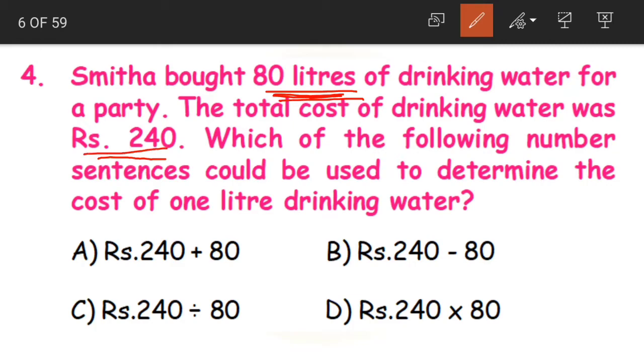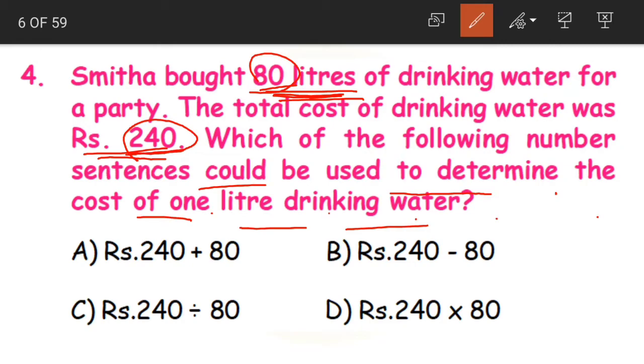But what should we find out here? The sentence that could be used to determine the cost of 1 liter of drinking water. Just now what did we do, children? We divided the total amount by the total number of balls. In the same way here, we have to divide the total amount by the total number of liters to get the cost of 1 liter of drinking water.